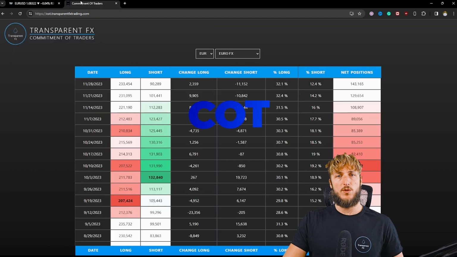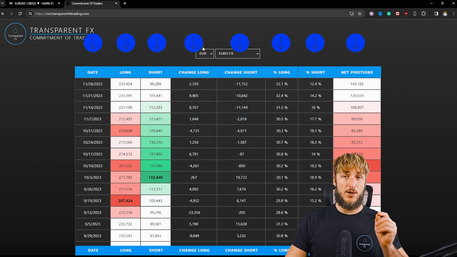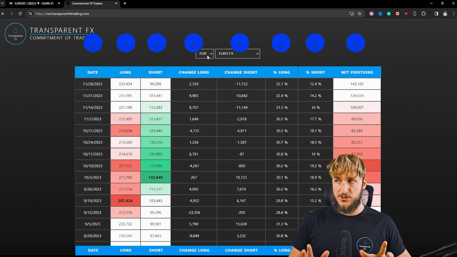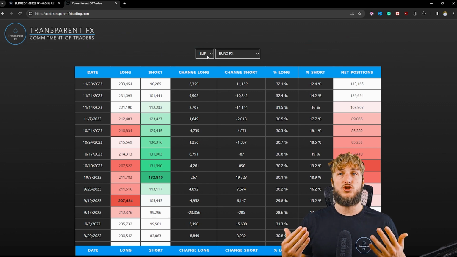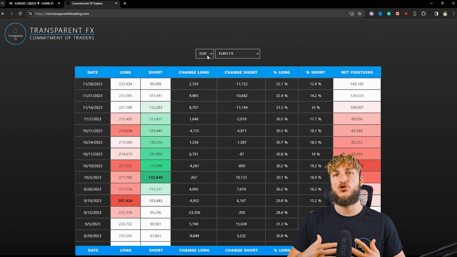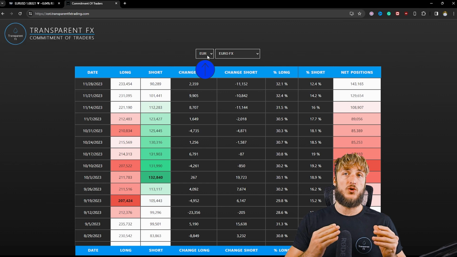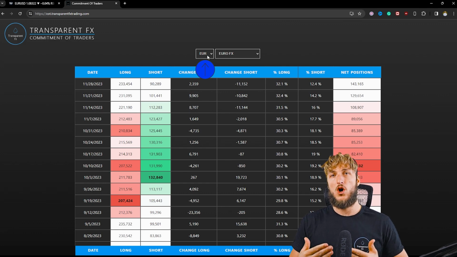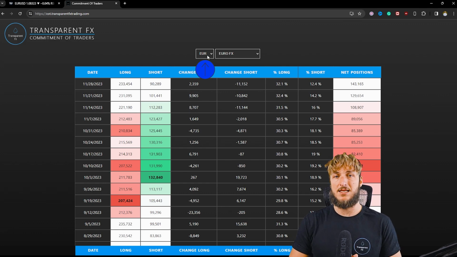Now, if we go and see what we have when it comes to the commitment of traders, so what institutions are doing, and we check the data for the euro, the first thing that we have to keep in mind is that by checking the data on the euro, we are actually already checking euro USD, because all currencies on the spot are traded against the USD.